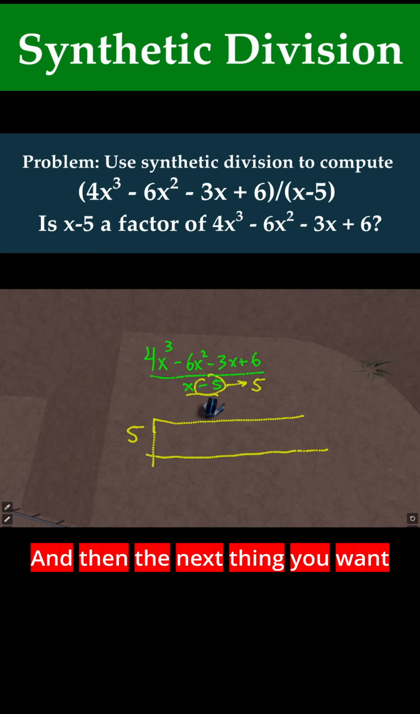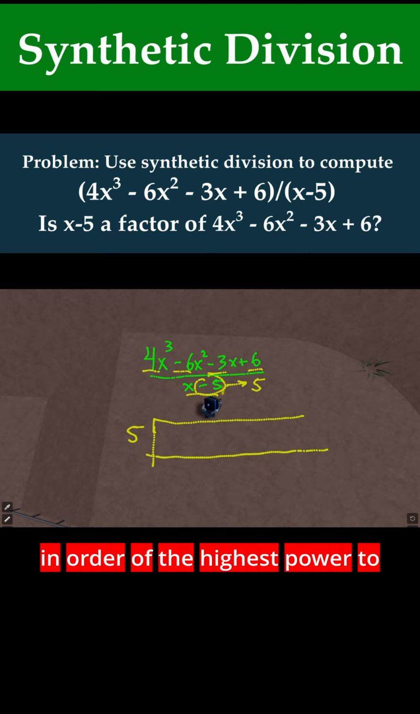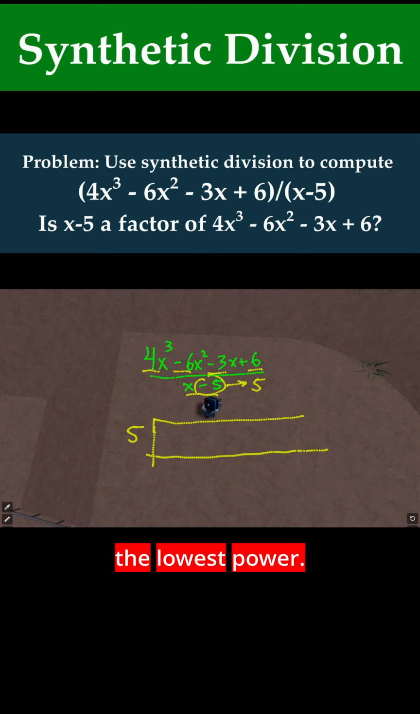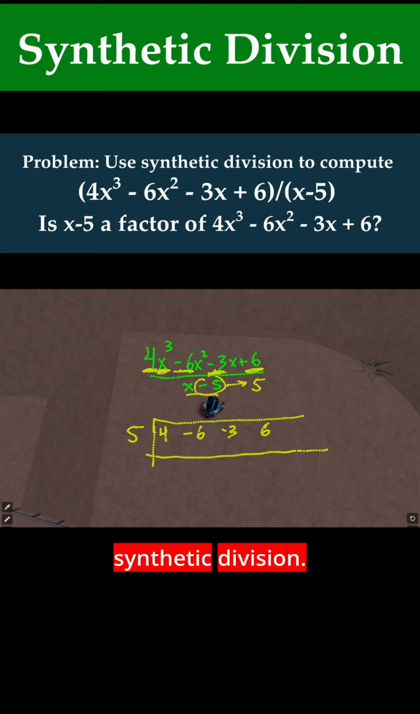And then the next thing you want to do is write the coefficients of all the terms in the numerator from left to right in order of the highest power to the lowest power. So the highest power term is this x cubed. Its coefficient is 4. Then you have minus 6 on the x squared. Then you have minus 3 on the x. And then you have the plus 6. And now we're ready to do synthetic division.